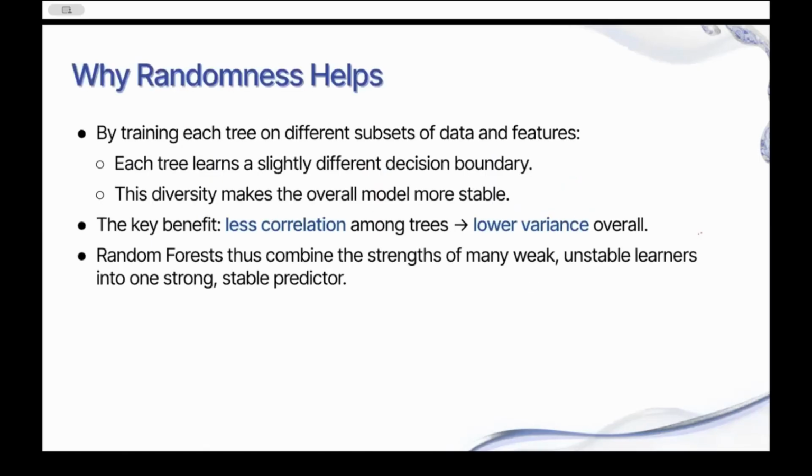And again, this is a recap on why randomness helps. By training each tree on different subsets of data and features, each tree learns a slightly different decision boundary, right? So you've gone over that already. This diversity makes the overall model more stable. The key benefit is there's going to be less correlation among trees because our features are random, our training data set is random. So this will lower the variance overall. And the random forest does combine the strength of many weak, unstable learners into one strong and stable predictor. Okay, is everything clear so far?